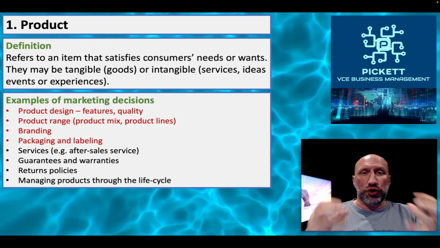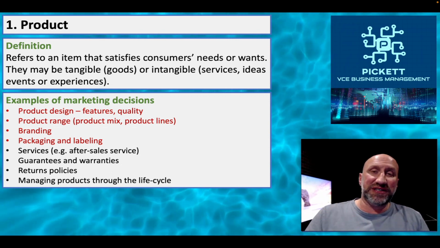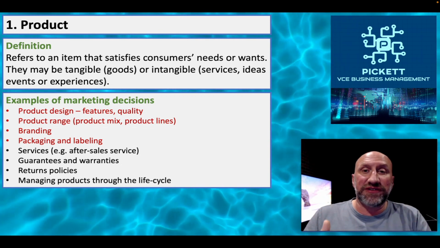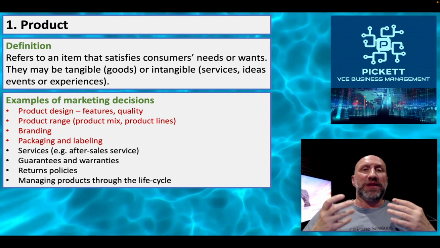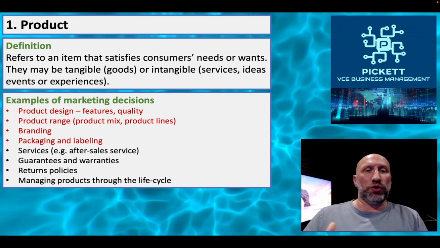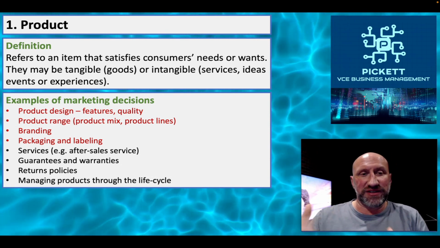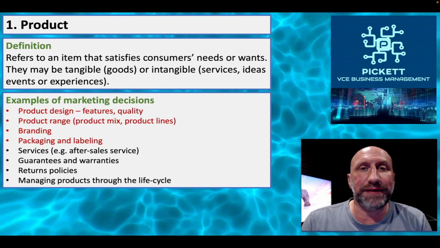So a good is something physical, something tangible you can touch. A service is something intangible that you cannot touch. So that can include services, ideas, events, experiences. So even though in this video we're going to be talking about products, it doesn't necessarily mean something you can physically touch, a tangible good. It could mean any of those things you see there.